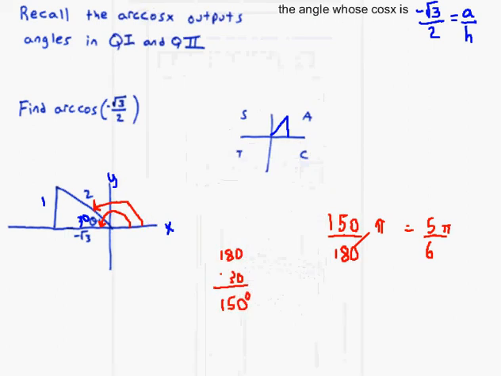So two ways I can respond. The angle whose cosine is negative rad 3 over 2 is 150 degrees, or if you want your answer in radians, that's 5 pi over 6.